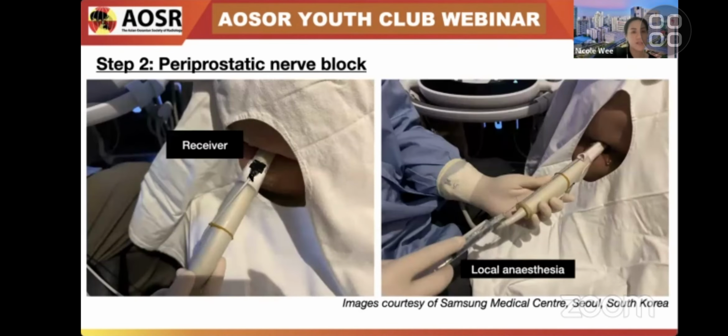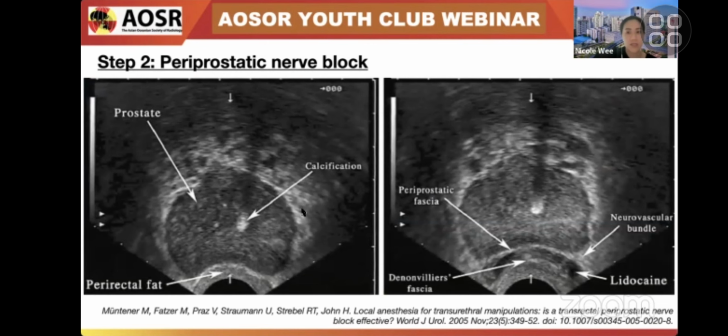So here you can see the transrectal ultrasound probe, which contains the magnetic field receiver, being inserted into the patient, and then administration of local anesthesia. On the ultrasound images, you can see the axial image appearance of the prostatic base. On the left, we have it before the administration of the periprostatic lignocaine. And on the right, you can see the area of hypo to anechogenicity at the area of Denonvilliers' fascia, where lignocaine has been injected.